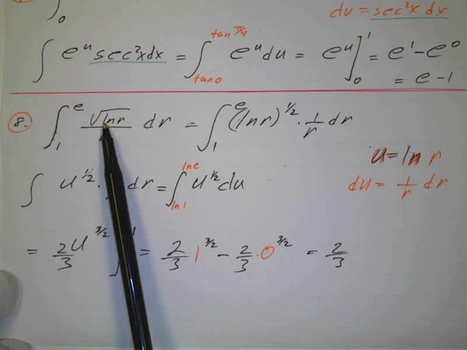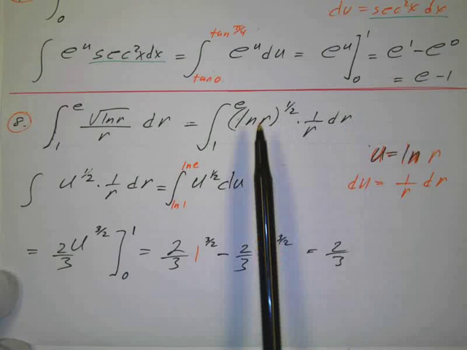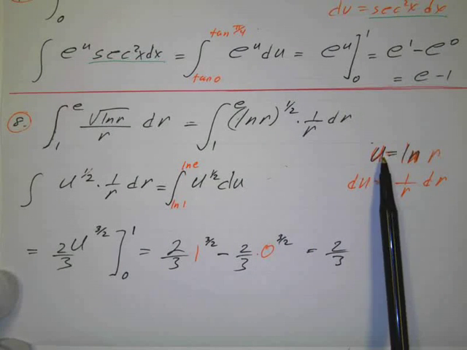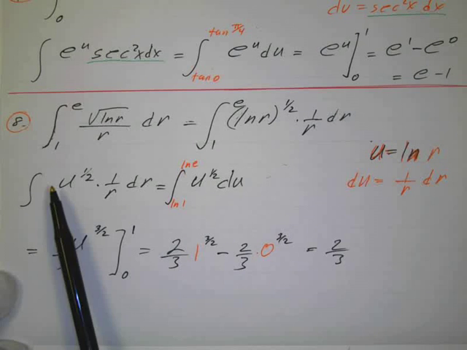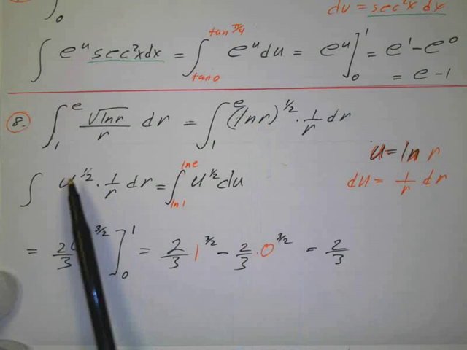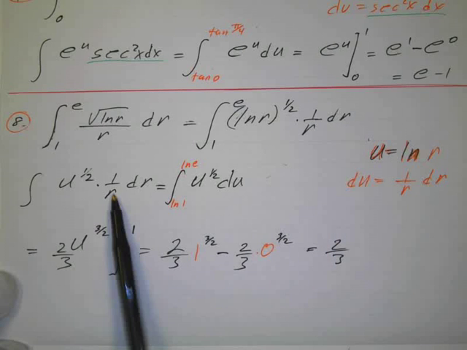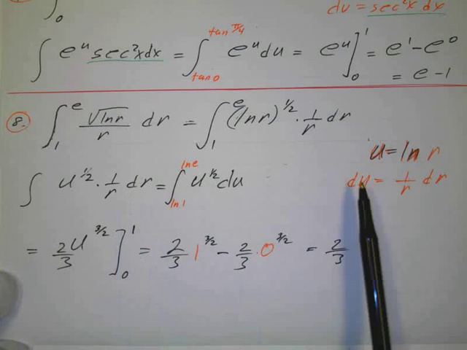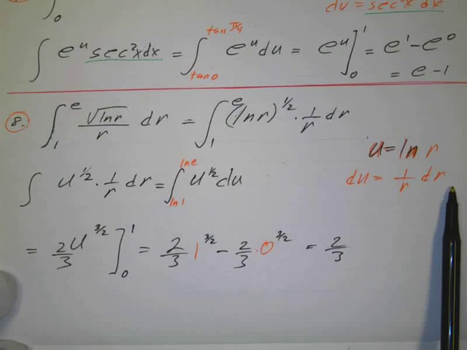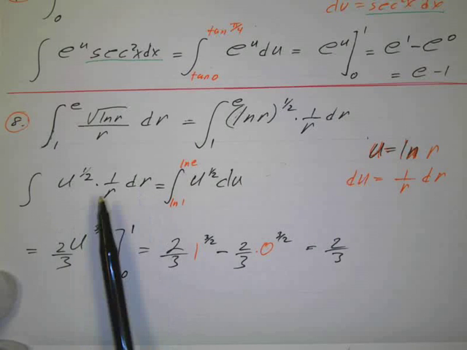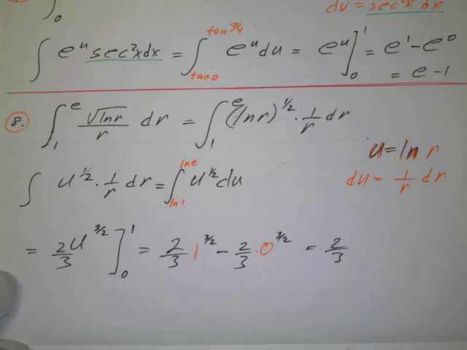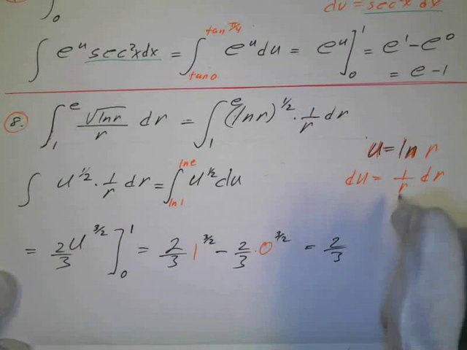This is pretty easy. So rewrite this like this. And you see it looks like u to the n du. So u is natural log of r. So that's going to be u to the 1/2. And I have 1 over r dr. But I know the du is 1 over r dr. So instead of writing 1 over r dr, I've got a perfect match. This is du.